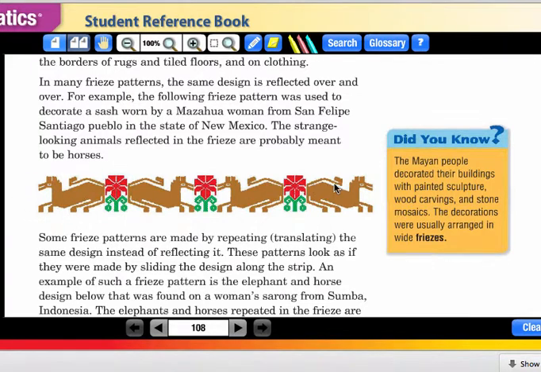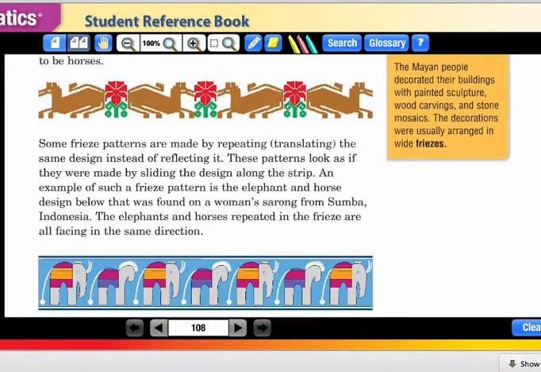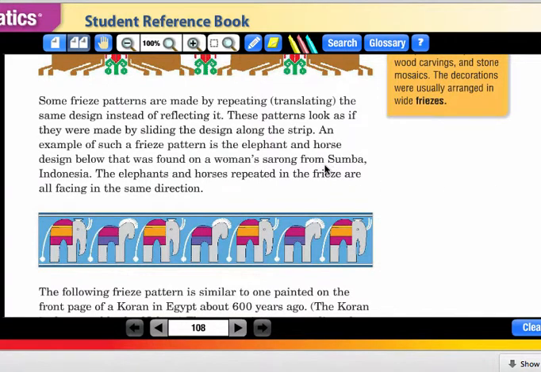Here's one on a sash worn by Mazahua women in New Mexico. These look like maybe they're horses, but you can see they're repeated over and over, but it's a reflection. Here's maybe the pre-image and image, pre-image, image. So that design is repeated. You can have reflections over and over and over. You can have translations over and over and over.